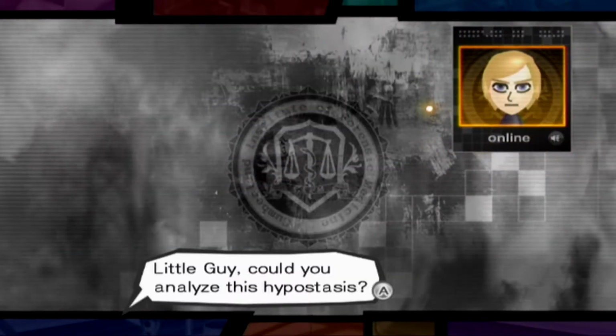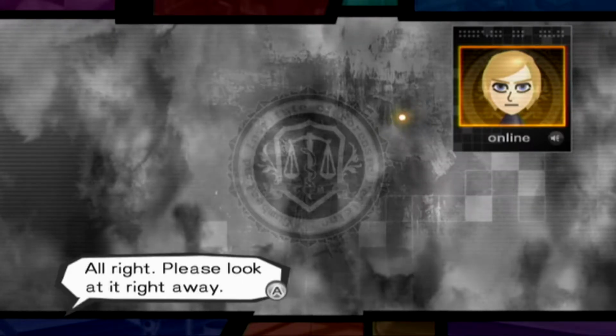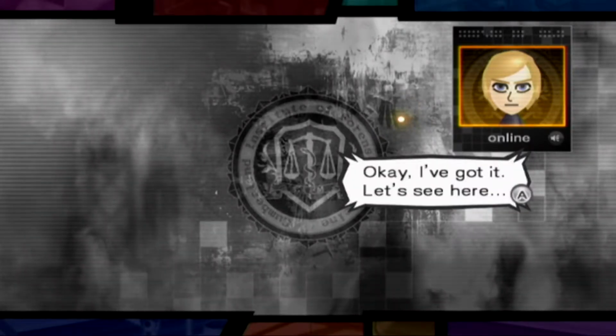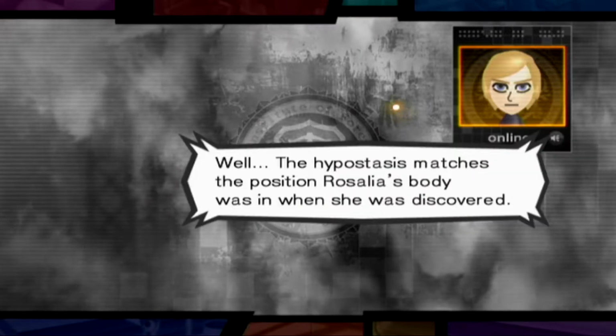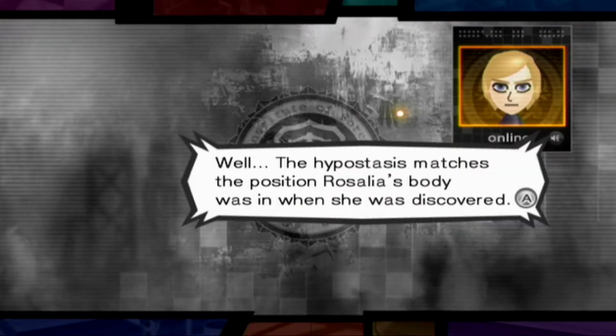Little guy, could you analyze this hypostasis? Yes, of course. Please send your data over to me. All right, please look at it right away. Okay, I've got it. Let's see here. Well, the hypostasis matches the position Rosalia's body was in when she was discovered.